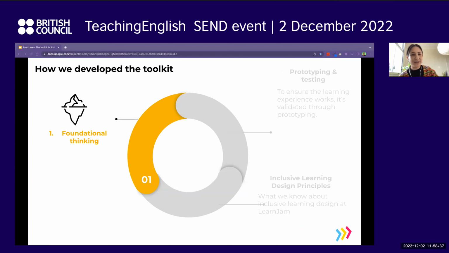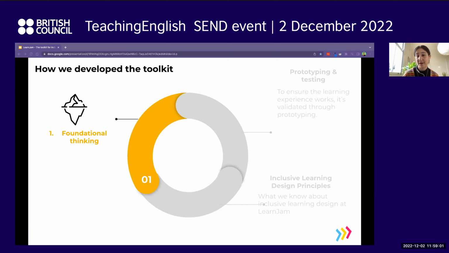This image here, which you can see is an iceberg, signifies all of the research and thinking that goes into creating a product like a toolkit, which I'm sure you can relate to as teachers, as you think of all of the planning and the prep for the lessons that you do before you arrive to the lesson. And we found that creating an effective and inclusive learning product is really challenging and complex.